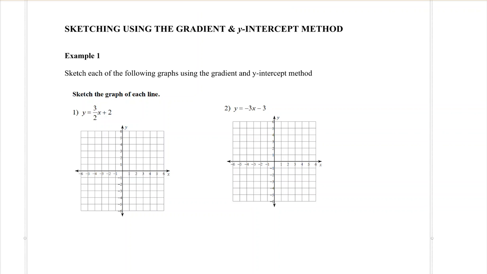We have a couple of times already used this rule, y is equal to mx plus b. It is the gradient form of a straight line, we call it.